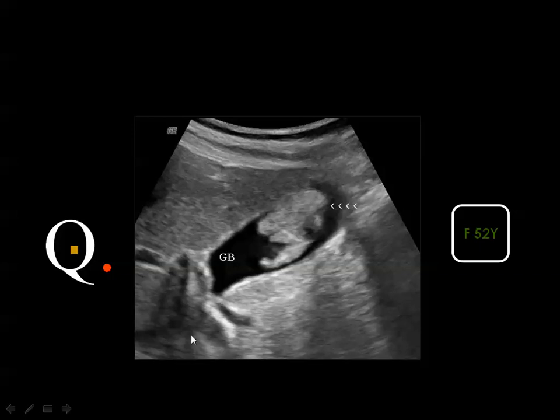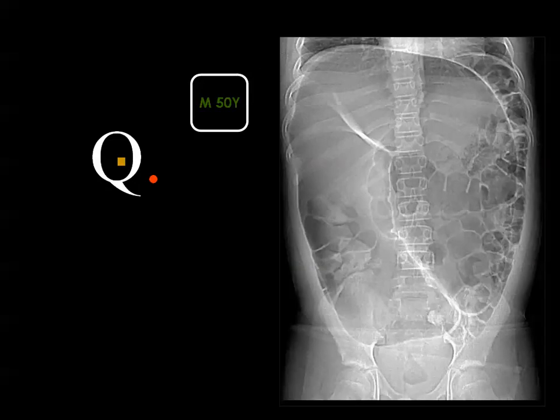Mass in the gallbladder by ultrasound, diagnostic of gallbladder carcinoma if the lesion is more than 1 centimeter. If it is less, then you consider differential diagnoses like cholesterol polyp, adenomatous polyp, metastasis, and so on. Gallbladder carcinoma.